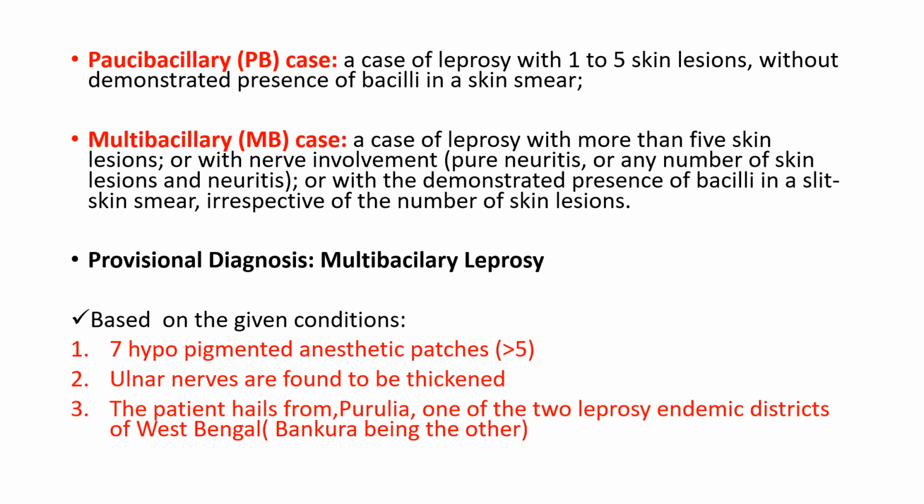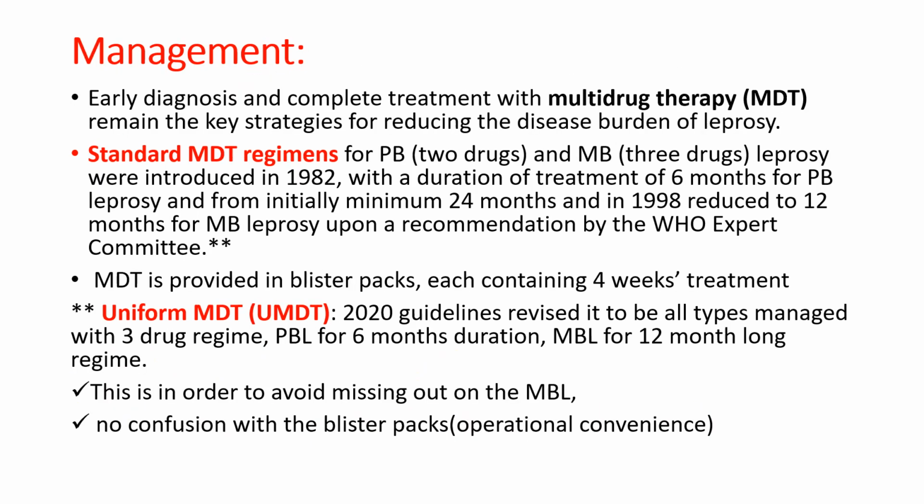So in this particular card, the provisional diagnosis is that of multibacillary leprosy. Why? The conditions sufficing for multibacillary leprosy over here are there are 7 hypopigmented anesthetic patches, that is more than 5. There is thickening of the ulnar nerves, and the patient hails from Purulia, which is one of the 2 leprosy endemic districts of West Bengal, while Bankura is the other. Now coming to the management.